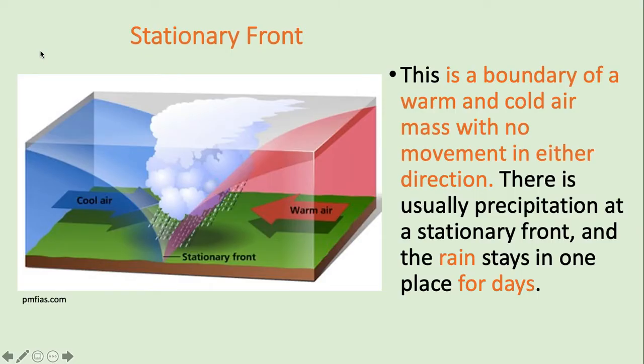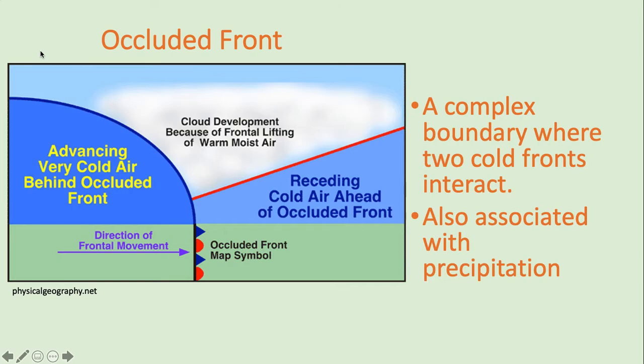A stationary front is a boundary of a warm and cold air mass with no movement in either direction. There is usually precipitation at a stationary front, and the rain stays in one place for days. So rain for days is what I think of when I see a stationary front.